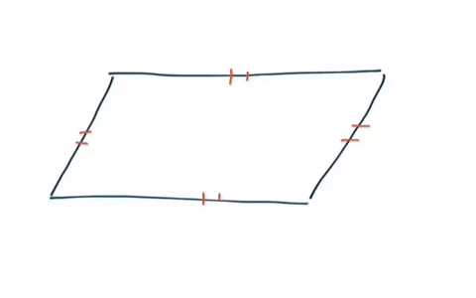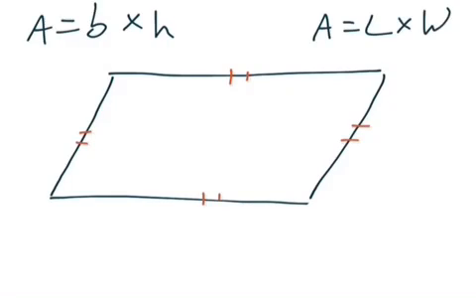So you're going to use the same exact formula. The area is still going to equal the length times the width. In this one, we're going to say it's the base times the height. But that's the same thing as saying the area equals the length times the width over here.